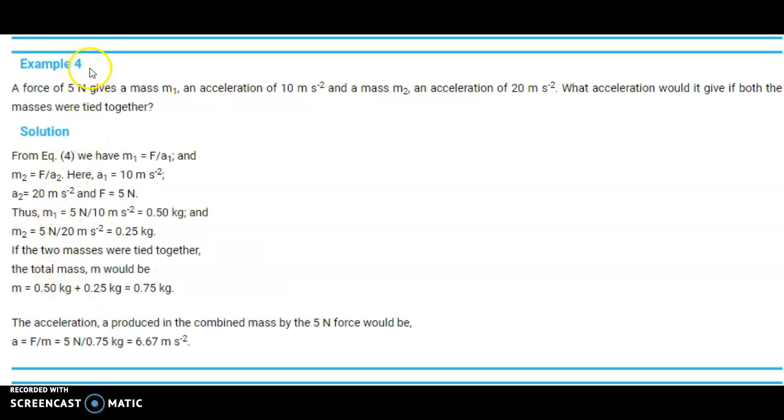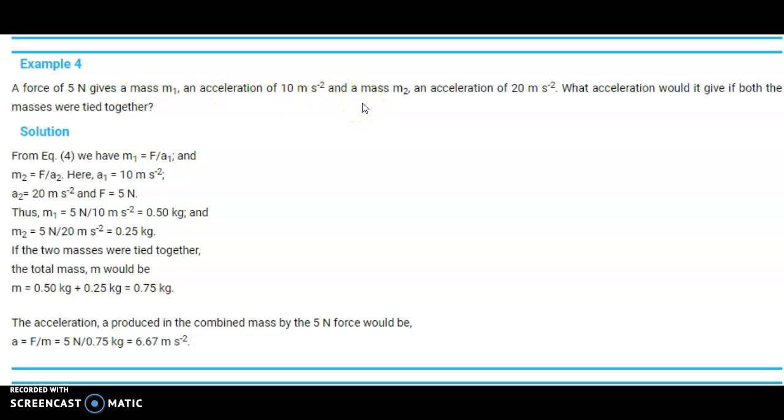Next, example 4. A force of 5 Newton gives a mass m1 an acceleration of 10 meter per second square, and a mass m2 an acceleration of 20 meter per second square. What acceleration would it give if both the masses were tied together? Okay, so what is given here first? Acceleration a1 is given as 10 meter per second square, a2 is given as 20 meter per second square, and force is given as 5 Newton, and one mass is m1 and another mass is m2.